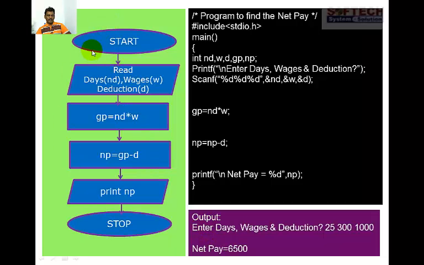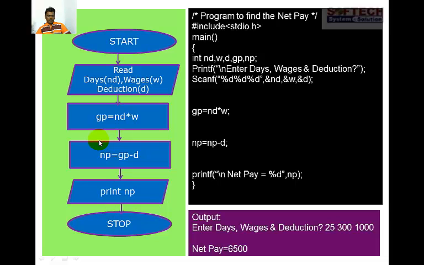This is the flowchart for the above problem. We put a start, which is an oval symbol. Then we read three values, ND, W, D, so we put a parallelogram symbol for input. Then we calculate the gross pay equal to ND star W. For processing or calculation, we use a rectangle symbol. Here we also calculate NP, GP minus D, the net pay calculation. So this is also a calculation, so we use a rectangle. Then we get output NP. For input and output we use a parallelogram, the input output symbol. So we use a parallelogram for print NP. Then the flowchart stops.